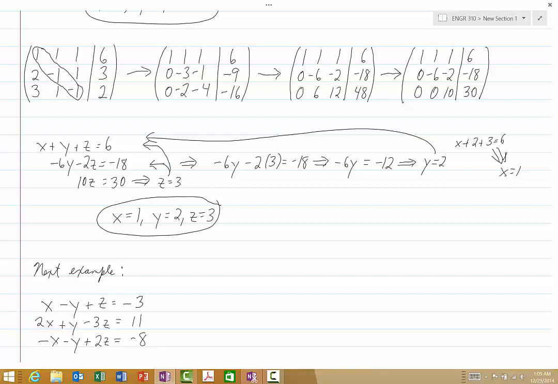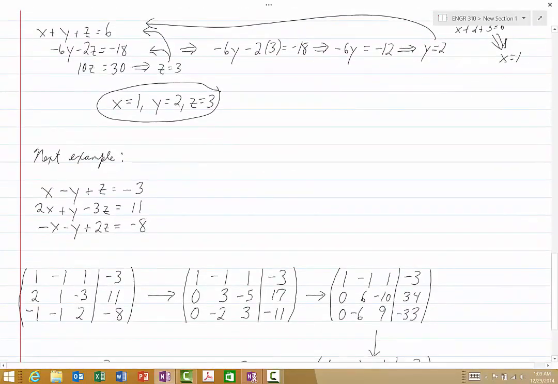So don't merely depend on being able to use your calculator to do this. You want to understand the procedure itself. So make sure you go through these examples step by step. Okay, so now we'll do this all together.